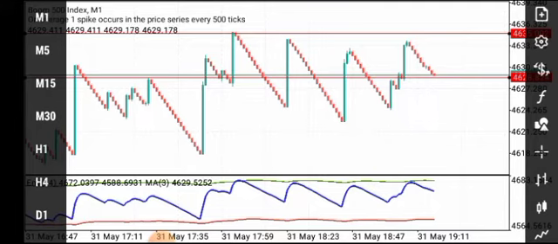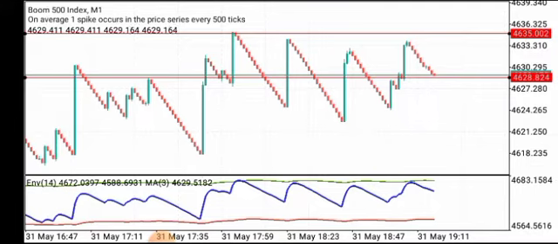Okay guys, get ready. Whatever happens here, a spike or no spike, we are entering the market from this position. Okay guys, let's see.